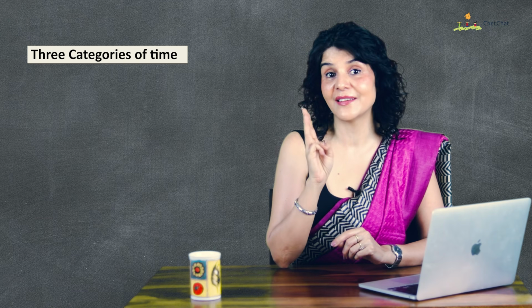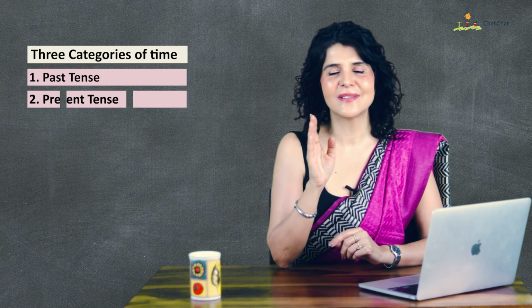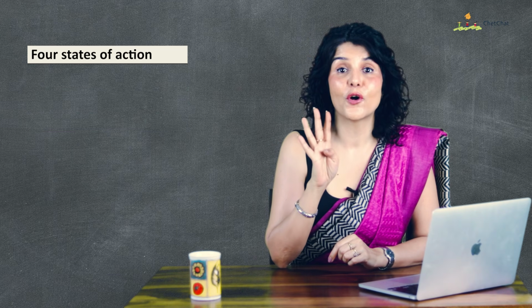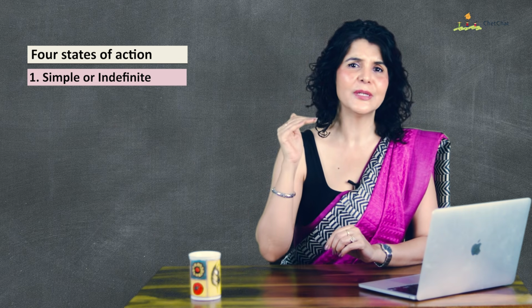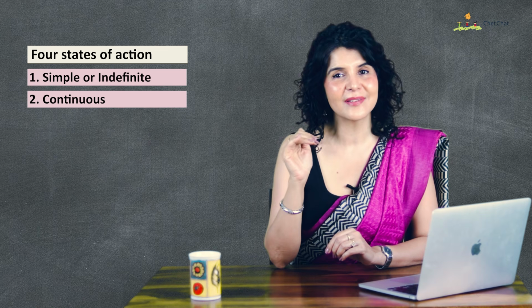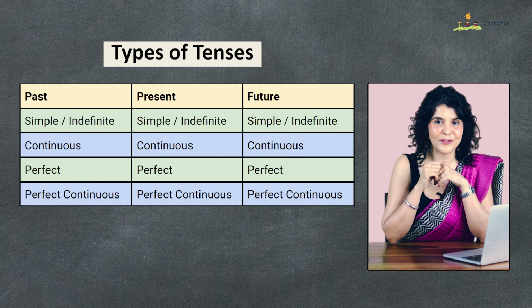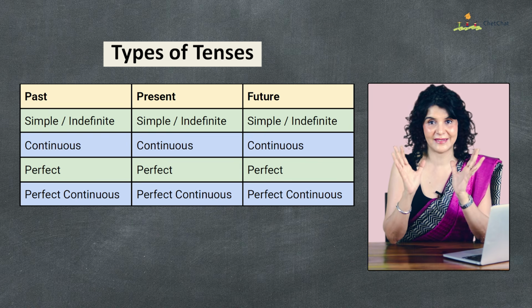First, let's talk about time. You already know that there are three broad categories of time: past, present, and future. So we go past tense, present tense, and future tense. You also know that there are four broad categories of the state of the action, which means simple or indefinite, continuous, perfect, and perfect continuous. Now here's a table on your screen with the 12 types of tenses. You already know this, so now let's get going with each one of these 12 tenses with their multiple uses and examples.